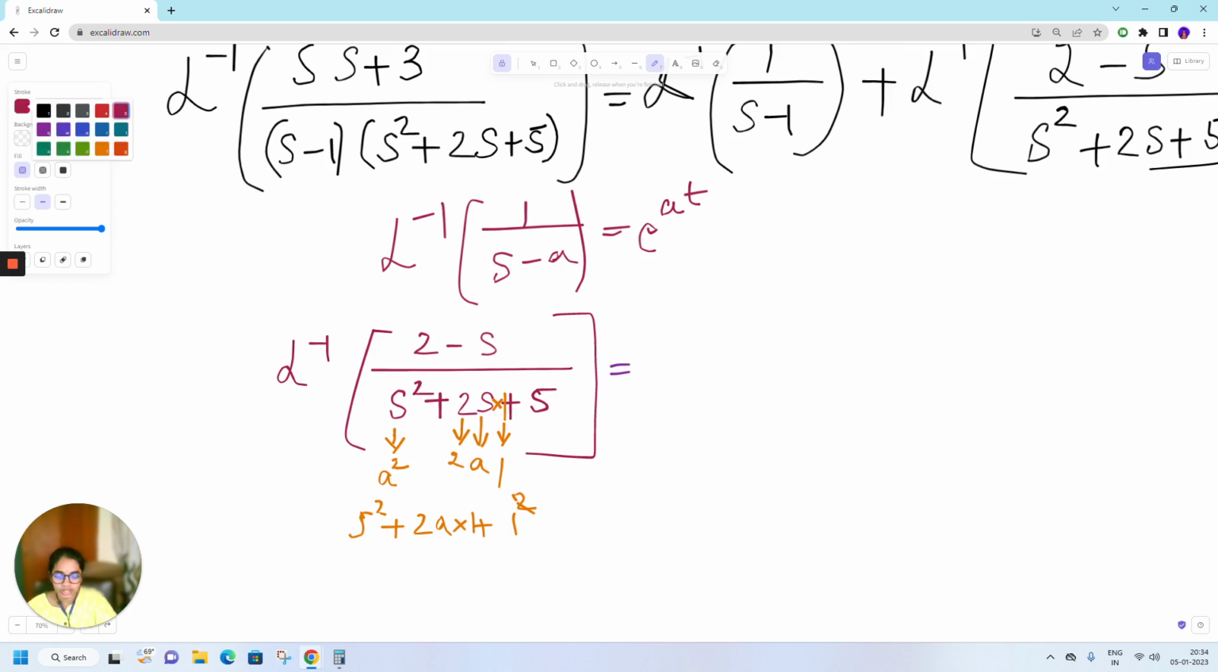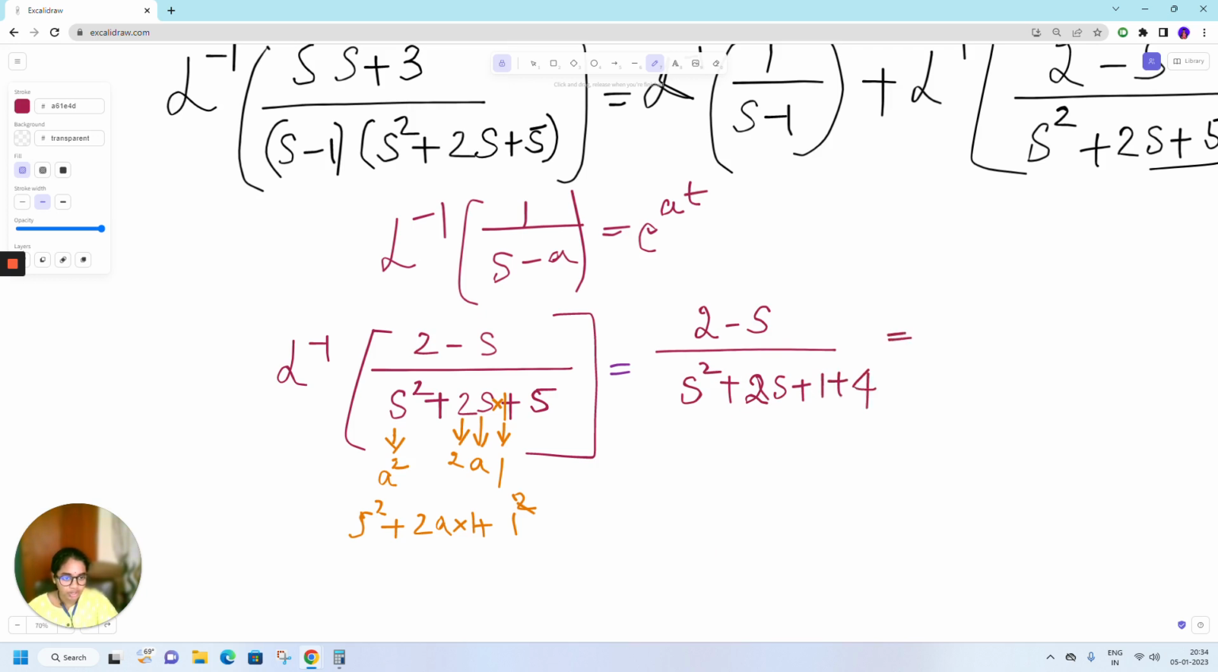So what I'll do is, this is equal to 2 minus s divided by s square plus 2s plus 1. I'll write this as plus 4. Okay, so this is equal to what? 2 minus s over 1 plus 4 is 5 itself, divided by s plus 1 the whole square. Plus 4 remains as it is.